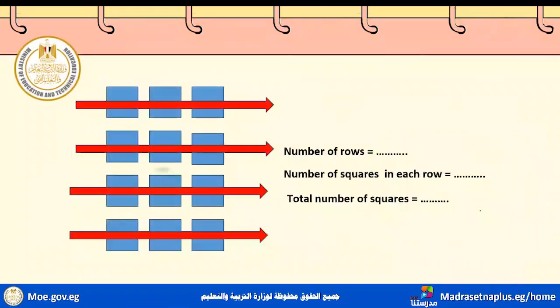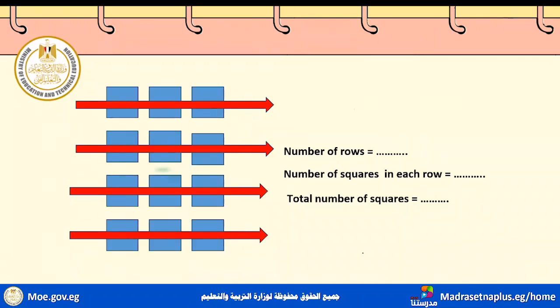In front of you, you will see an array. Can you count the number of rows? Follow the arrows. An arrow comes from left to right, so each arrow represents a row. Okay? Each arrow represents a row, so how many rows? 1, 2, 3, and 4. We can see 4 rows.